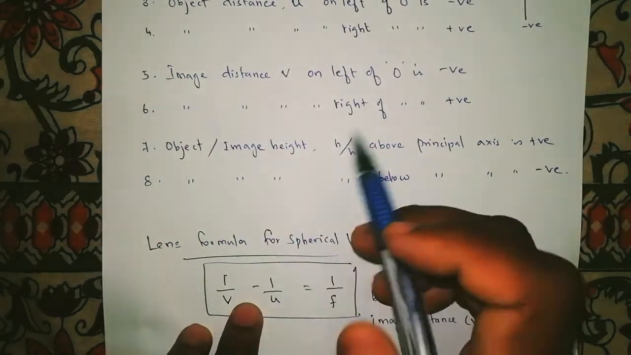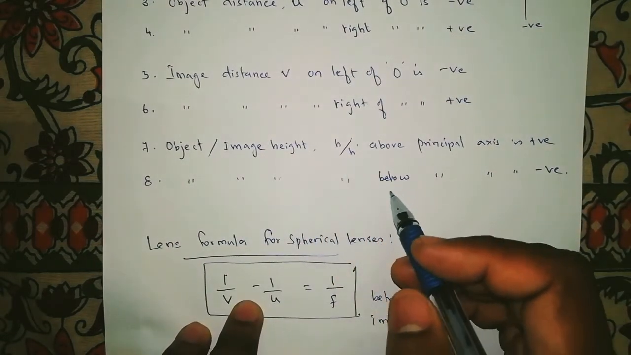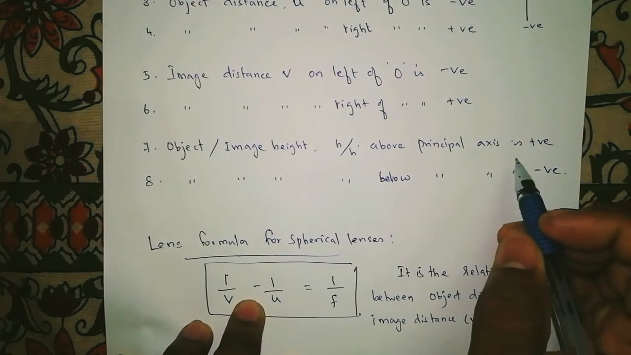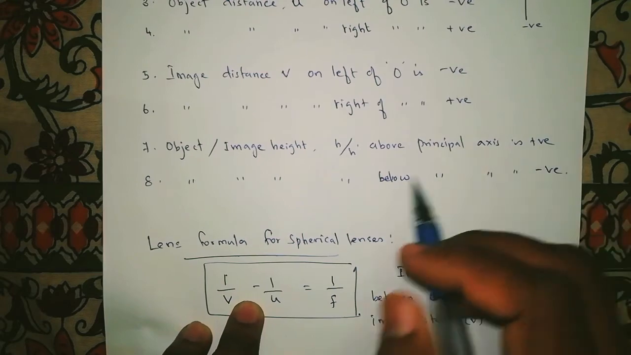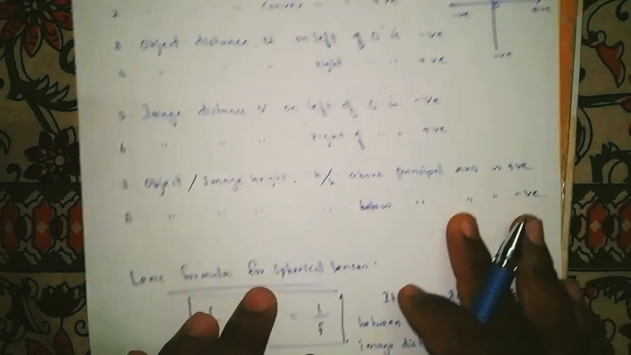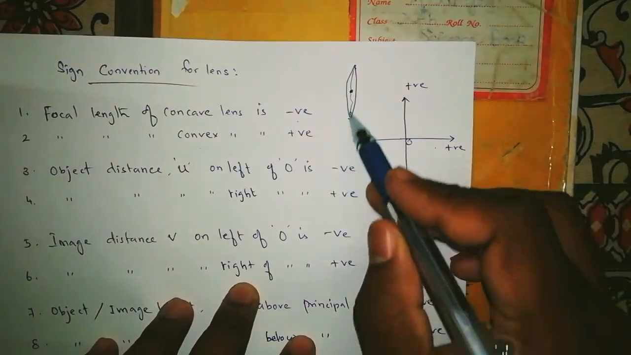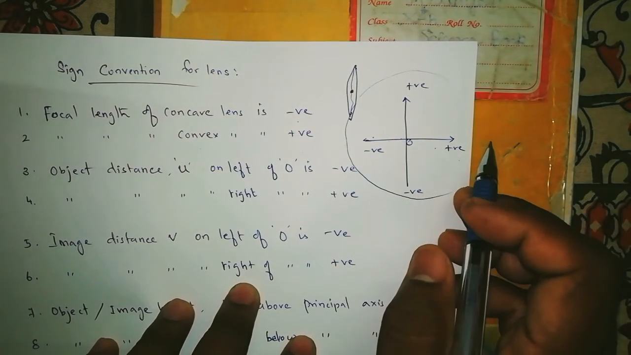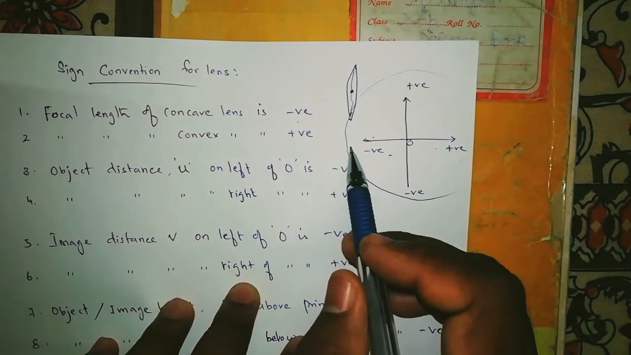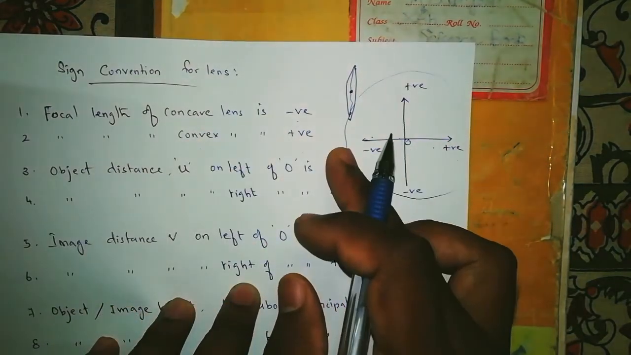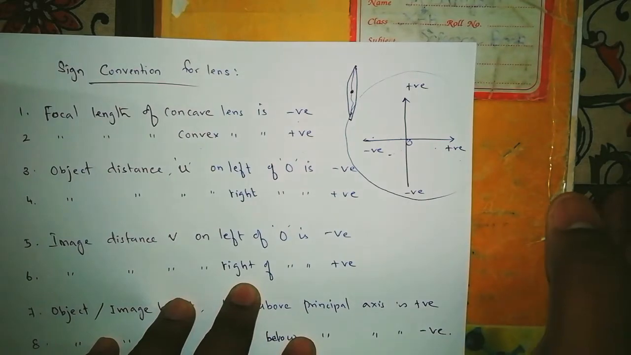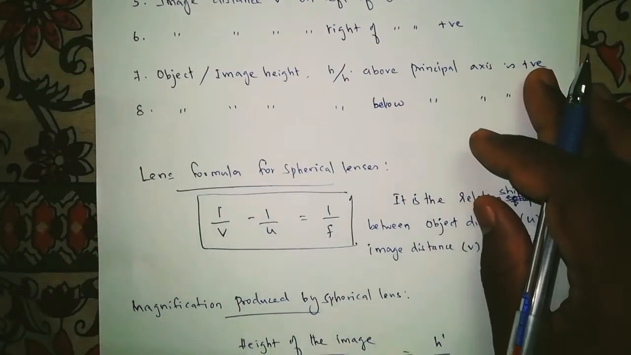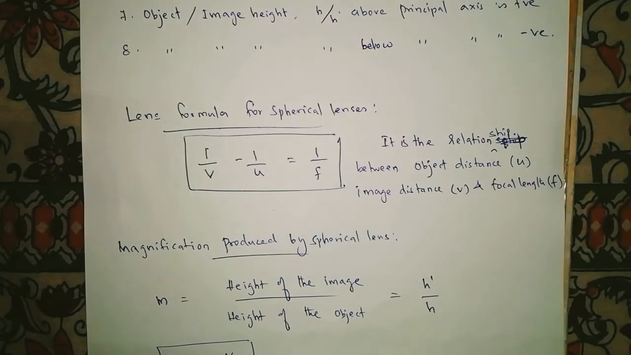The object or image height, that is h and h dash, above the principal axis is always positive. Below the principal axis is going to be negative. So you can keep this as your idea and easily identify that. X-axis and y-axis: on the X-axis, everything on the left hand side is going to be negative and the right hand side is going to be positive. Top will be positive and bottom will be negative. The same as what we have learned in the concave and convex mirrors.